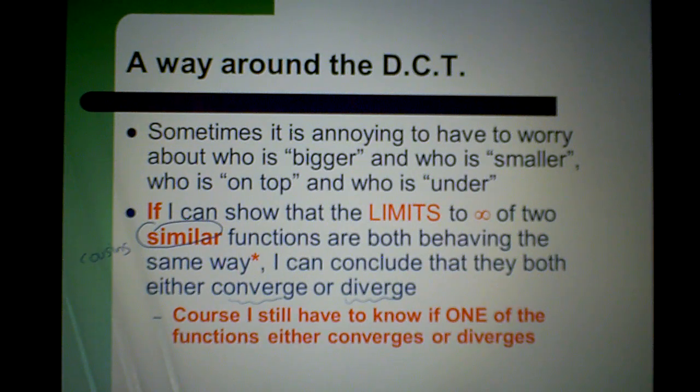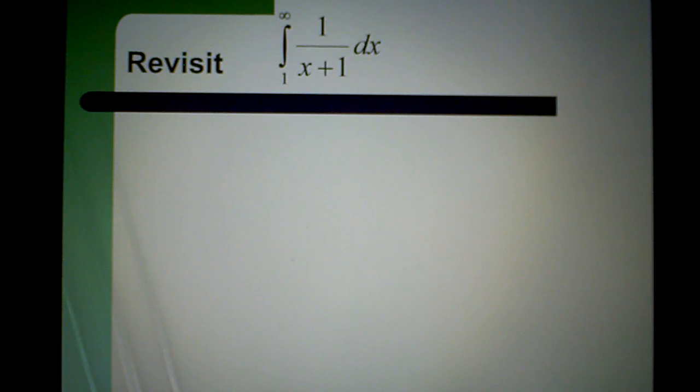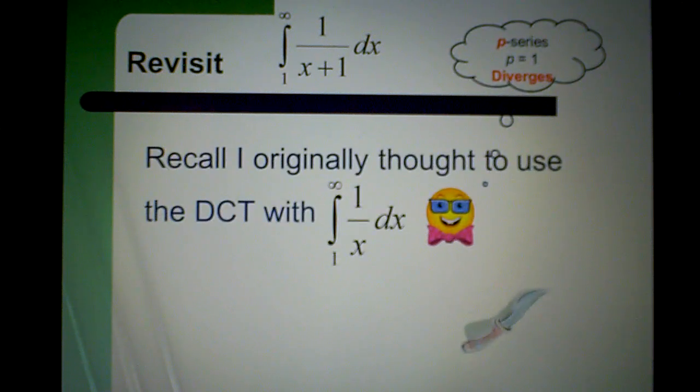So again, I still have to go back to my P series or my e to the series. Those are my handy-dandy ones that I just know. So I'm going to go back to this 1 over x plus 1. Remember when I tried to first use the direct comparison test with 1 over x, I couldn't do it. Right? And I was a little tricky and figured out how to do the 1 over 2x instead.